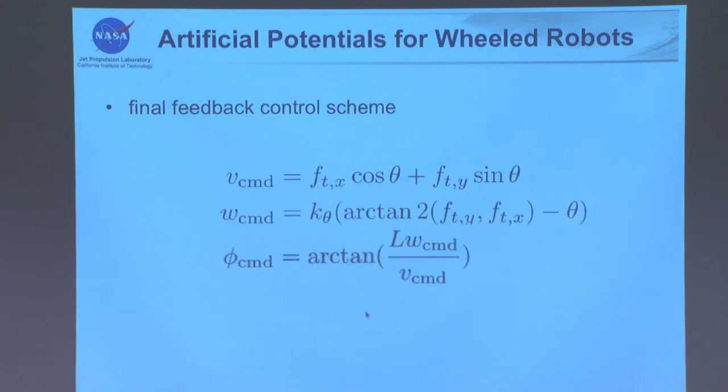So this will be the final feedback control scheme. At every given xy, you can compute the force. And from the force, you can compute the desired speed command like this. Then again, you can use this geometric expression and this gain control law to compute the desired omega. Then you can take these two inputs and convert them to a desired steering angle. If you have a, yes?